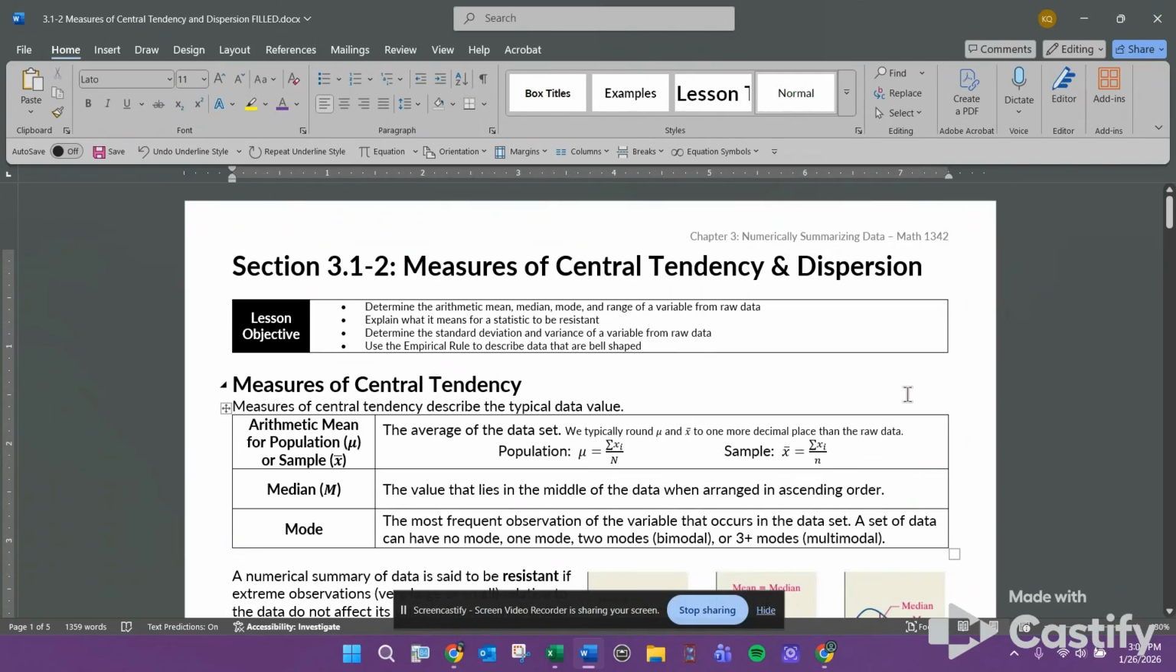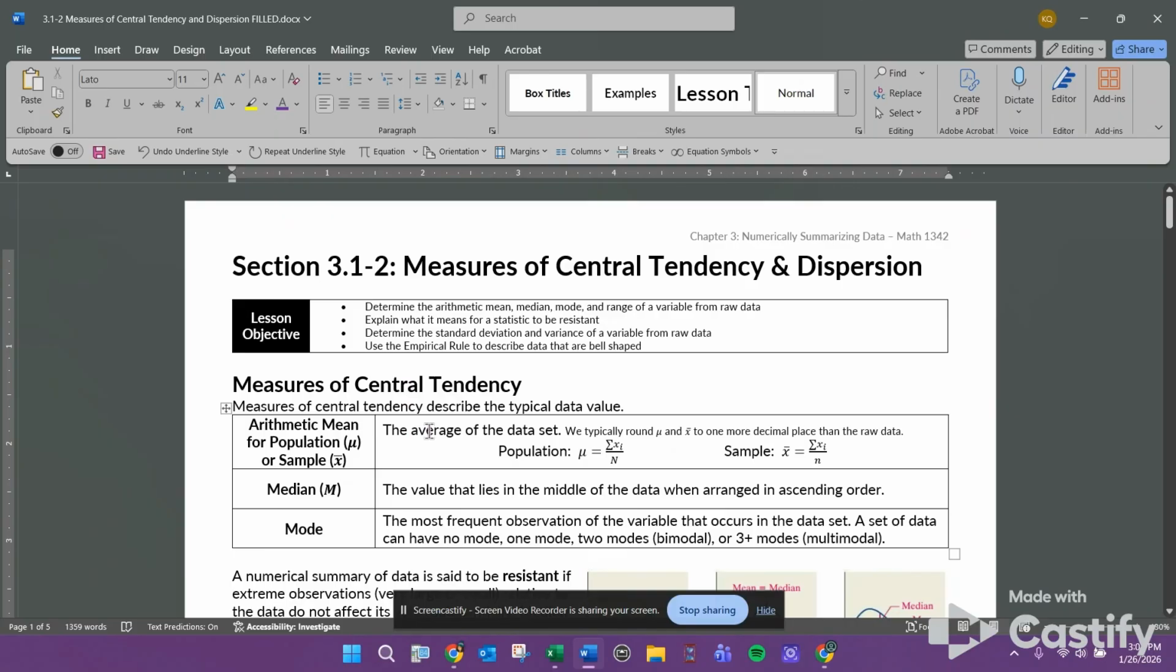Welcome to Chapter 3, which is all about numerically summarizing data. We spent last chapter talking about how we can display data information, but now let's get some measures, some numbers that will summarize our data. The first three measures we're going to look at are measures of central tendency. These will be ones that you're sort of familiar with.